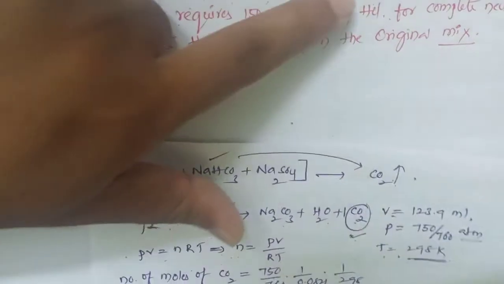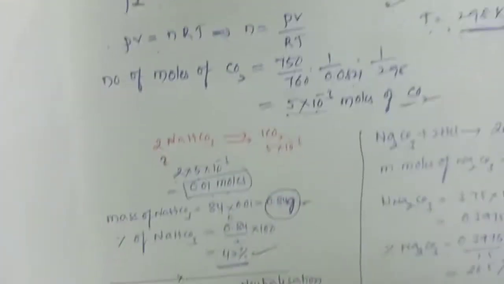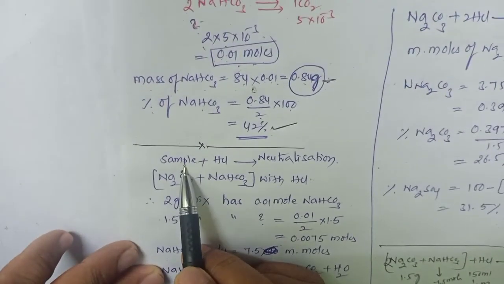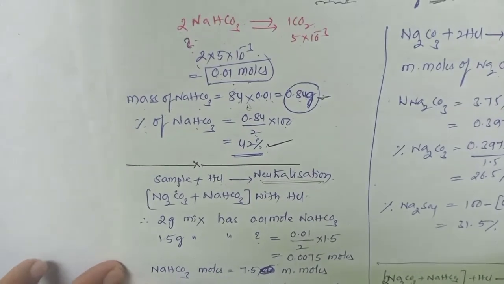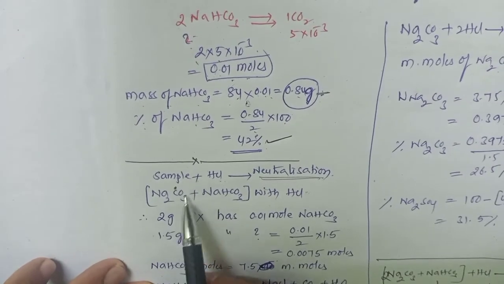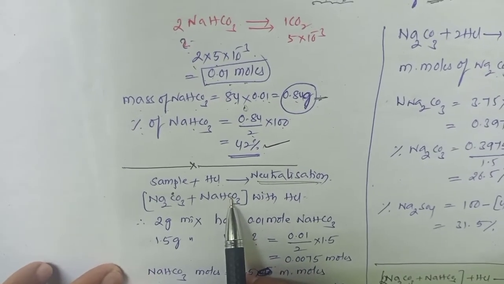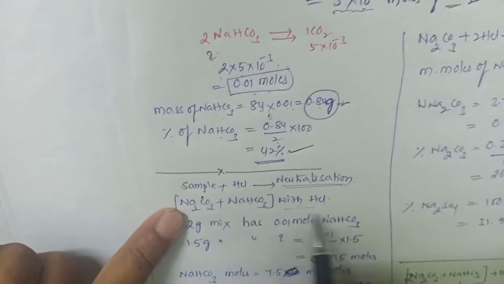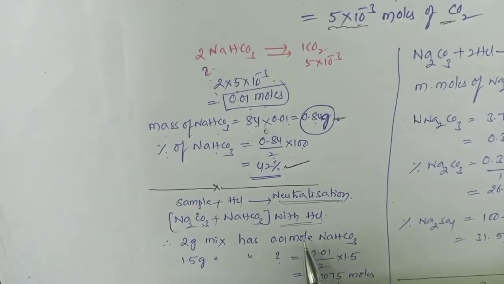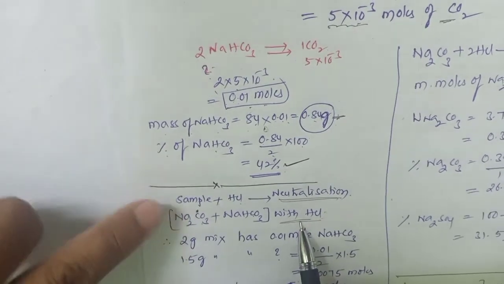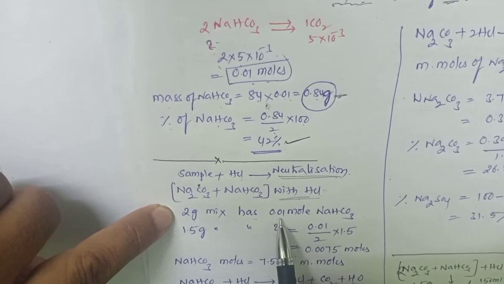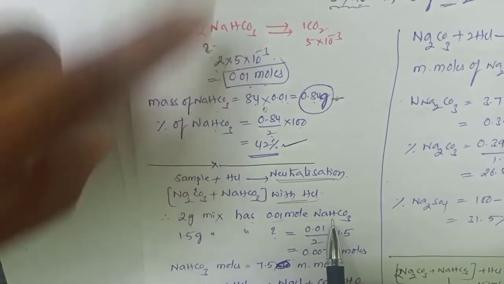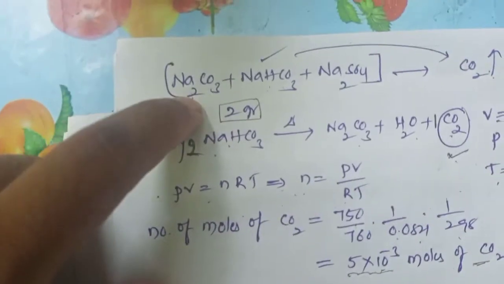Next, see the second data. By the second data, the sample treated with HCl undergoes a complete neutralization reaction. So what is the sample? Na2CO3 and NaHCO3 plus Na2SO4. But only these two can react with HCl and give the neutralization reaction. See here, the 2 gram mixture has how many moles? 0.01 mole of NaHCO3 according to the above data.